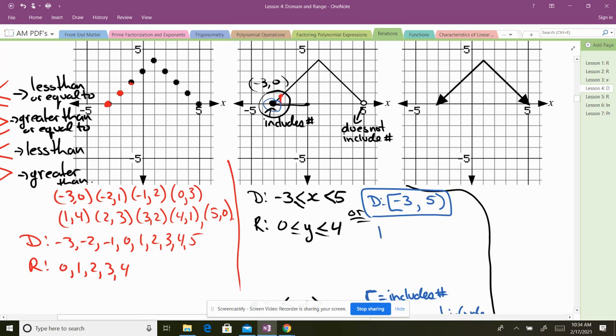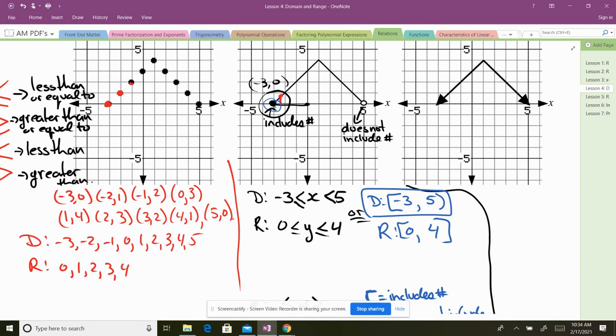So let's do the range. What's the lowest y value? 0. What's the highest? 4. Do we include both numbers? Yes, right? Because it's a solid circle and there's no open circle. If there's no open circle, it always includes the number. So it's a square bracket on both. It is way faster, way easier. It's what they use in upper level math.